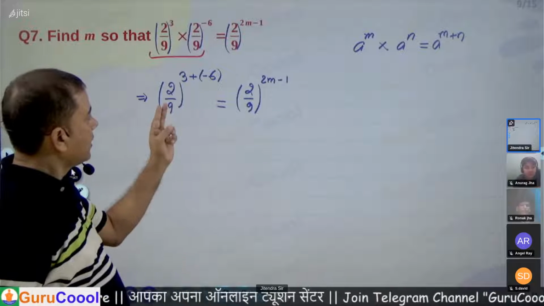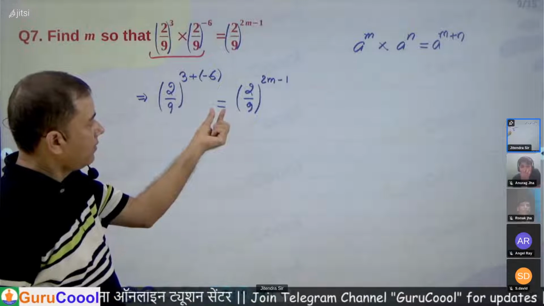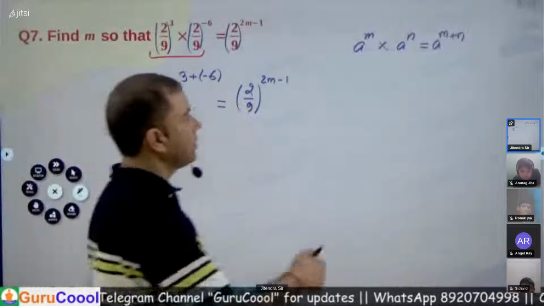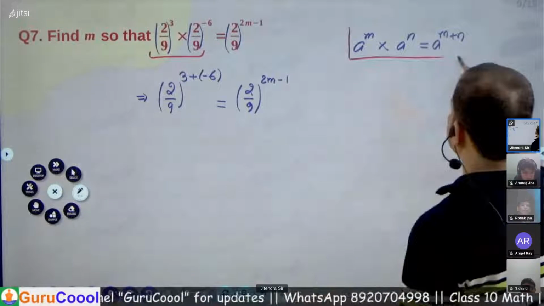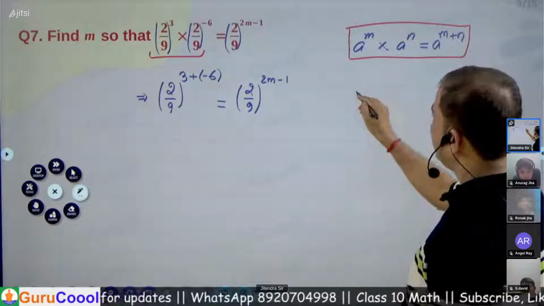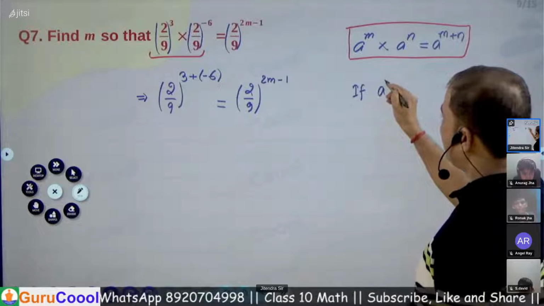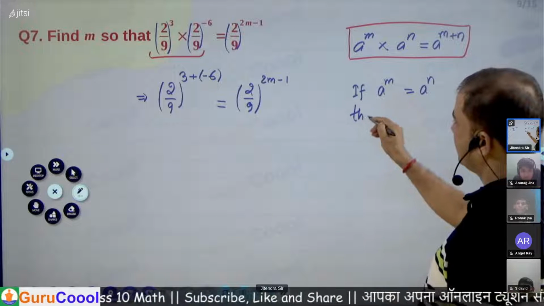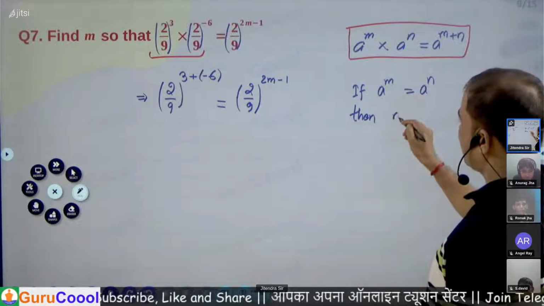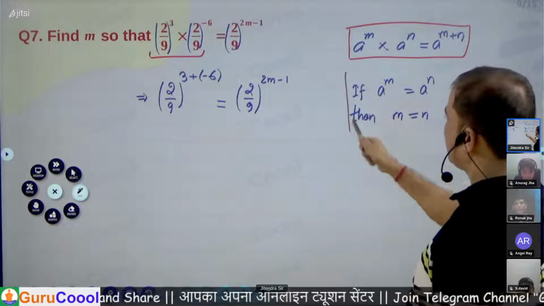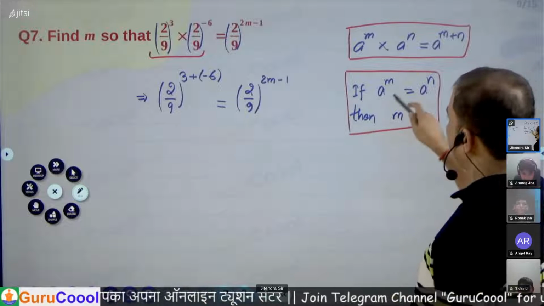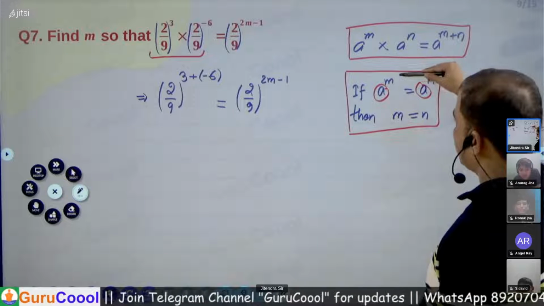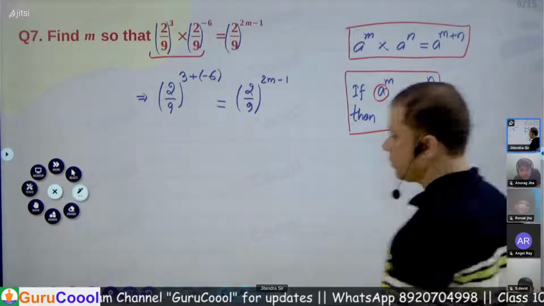Now notice, on the left side and on the right side with an equal sign here, we have same bases both sides. There is another rule for it: if a power m is equal to a power n, then m is equal to n. This rule says if you have same bases both sides, just ignore them and just write their powers equal. That's the rule.